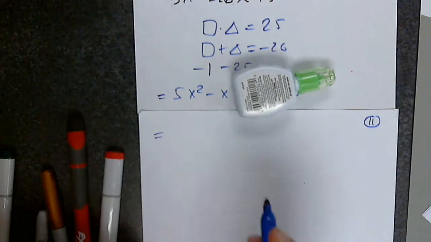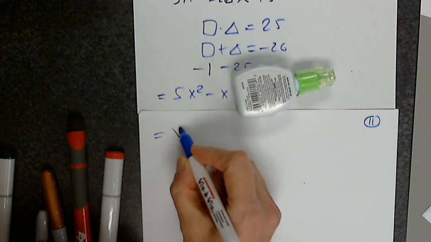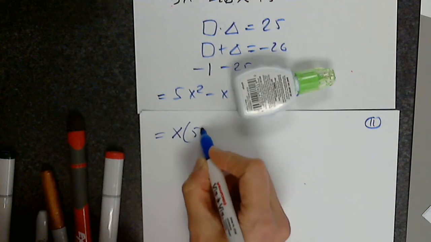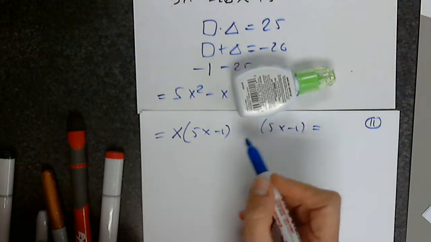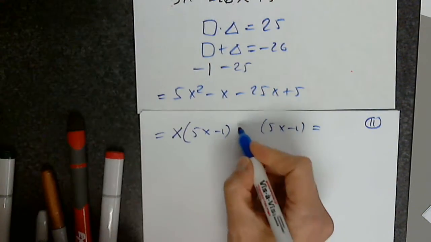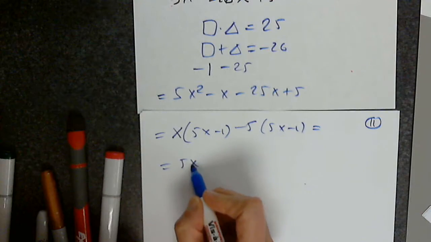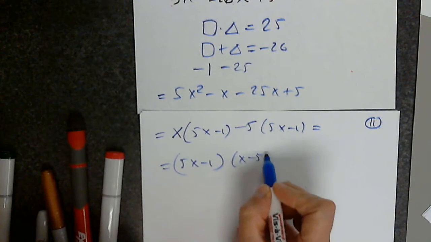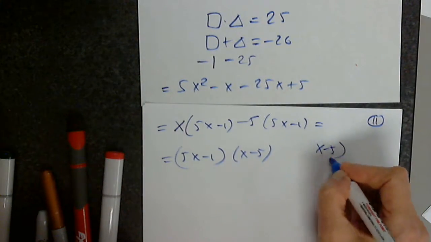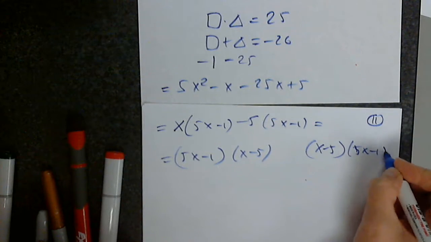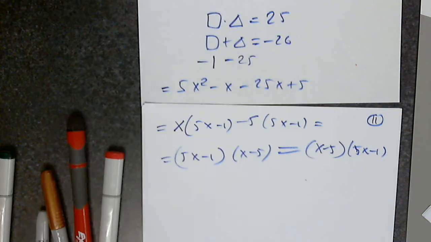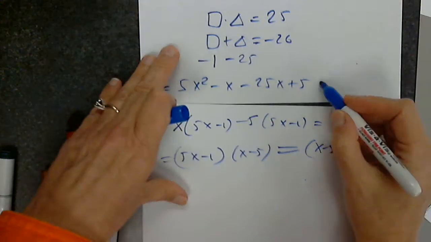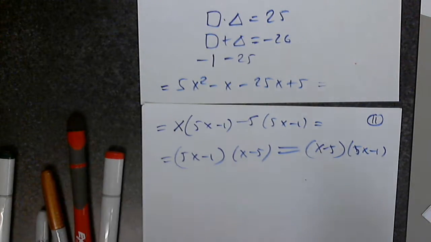So from the first two, x, 5x minus 1, 5x minus 1. And now I'm looking, and it's negative 5. So 5x minus 1 and x minus 5. If you have it as x minus 5 times 5x minus 1 it's still the same thing. Why? 2 times 3 is 3 times 2. Multiplication is commutative. Good. So I think we're done with that.